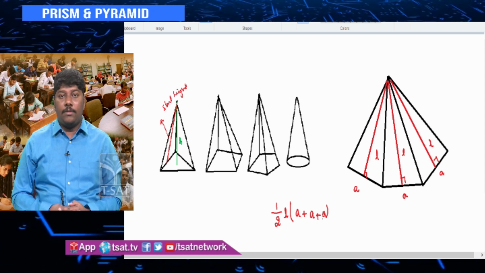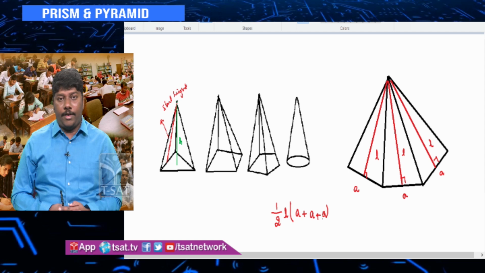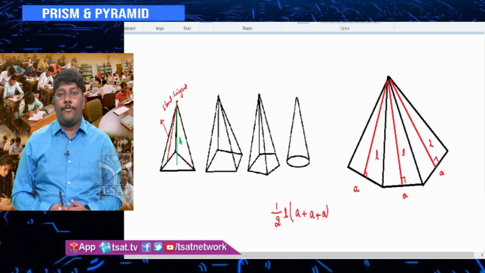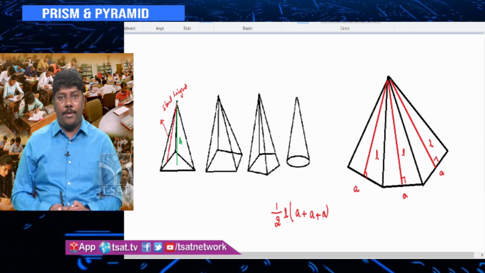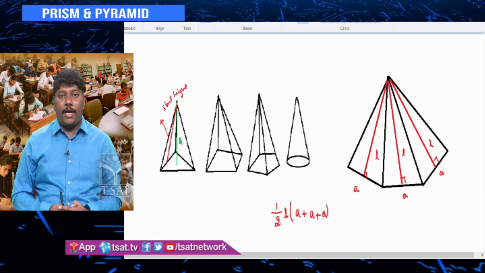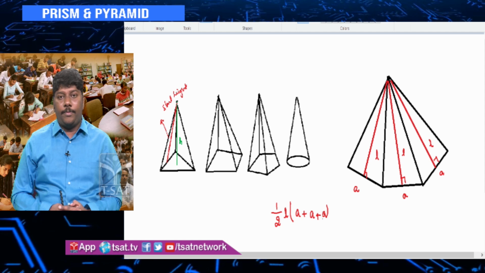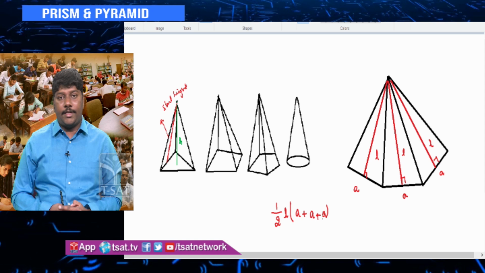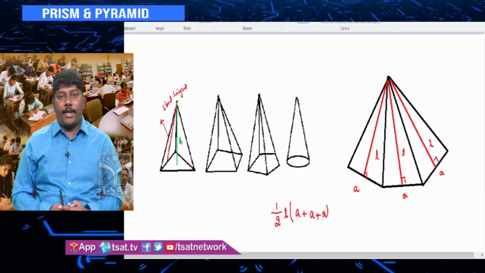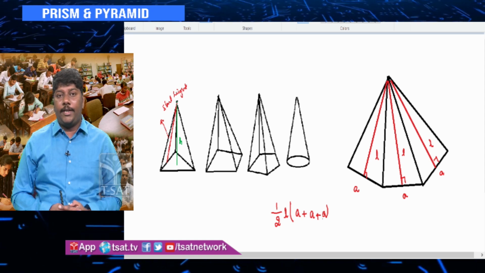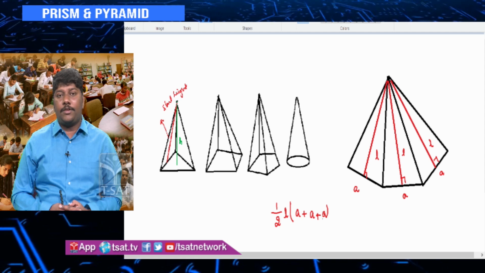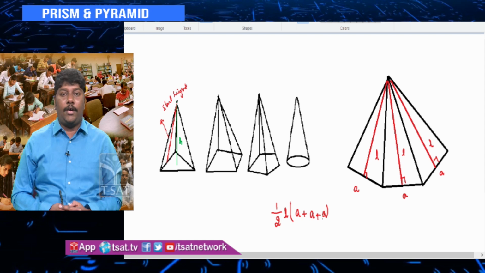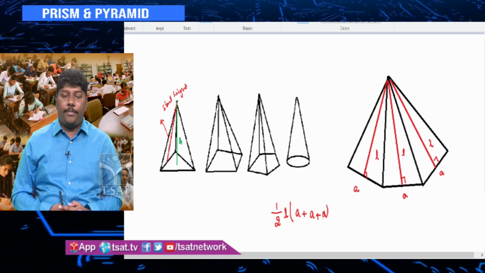And remember, the volume of a pyramid is exactly 1/3 of the volume of the prism with the same dimensions and the same number of sides. Suppose I ask you the volume of a triangular pyramid, it is exactly 1/3 of the volume of the triangular prism. If I ask you about a pentagonal pyramid, its volume is 1/3 of the volume of the pentagonal prism.